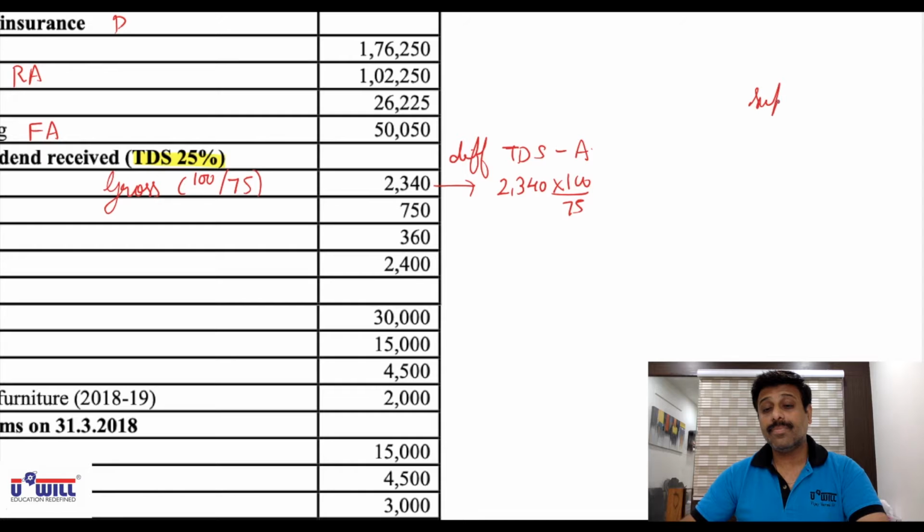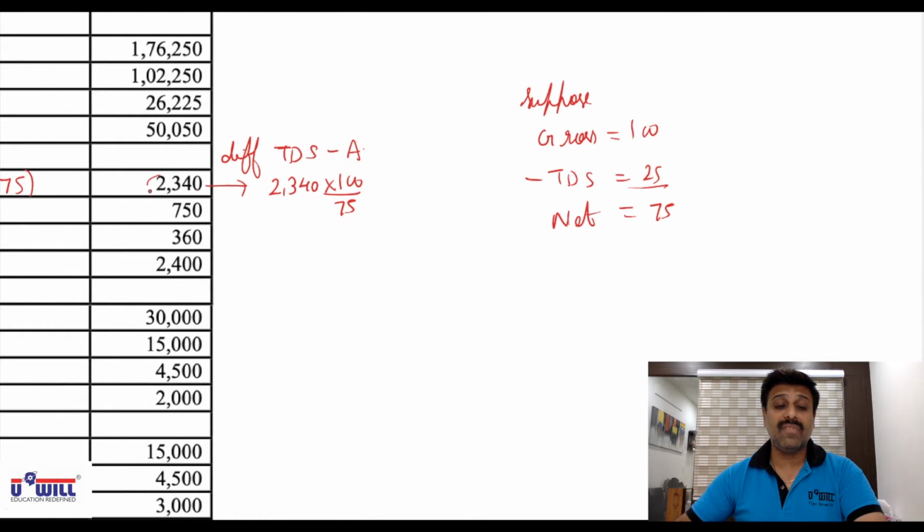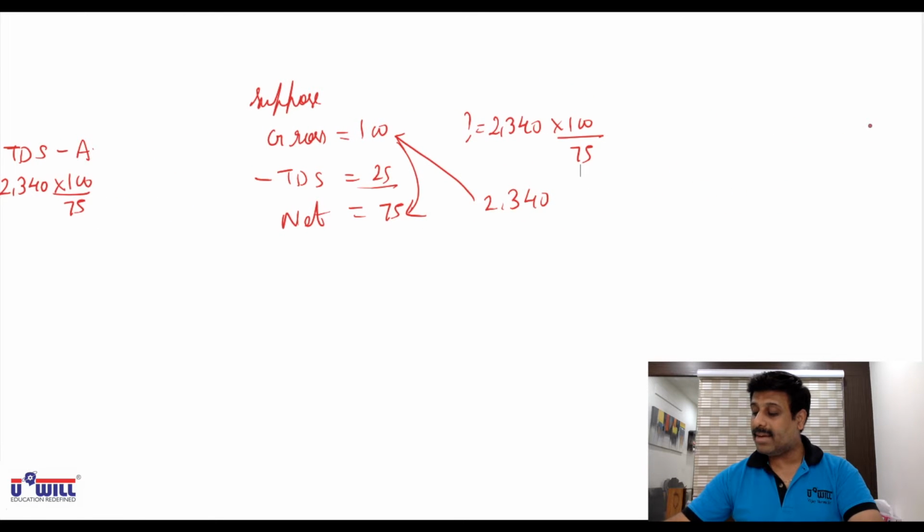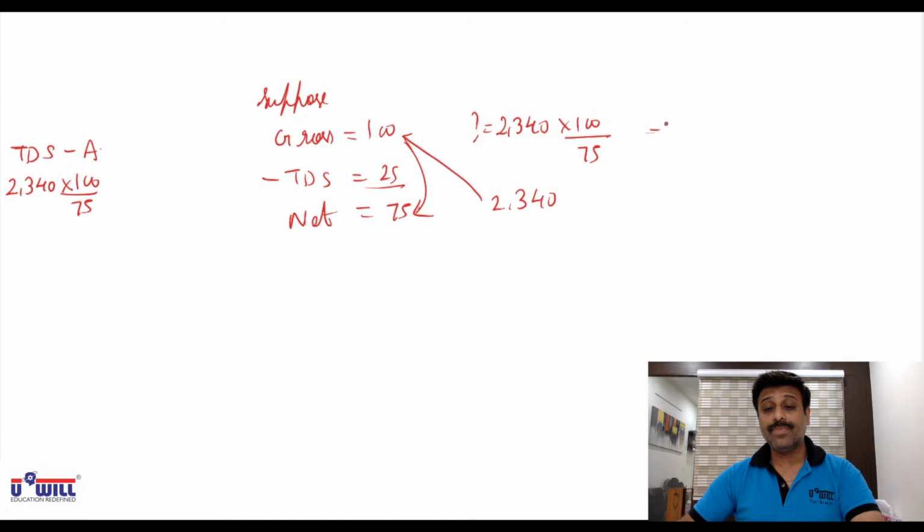Suppose the gross amount is 100, I'm re-explaining that again, minus TDS of 25. So in our hands what we will receive is 75. If we have received 2340, then what would be the actual amount of our income? 2340 into 100, divide by 75. Do it, everyone. 2340 into 100 divide by 75 comes to 3120. Now here 3120 is our actual income.